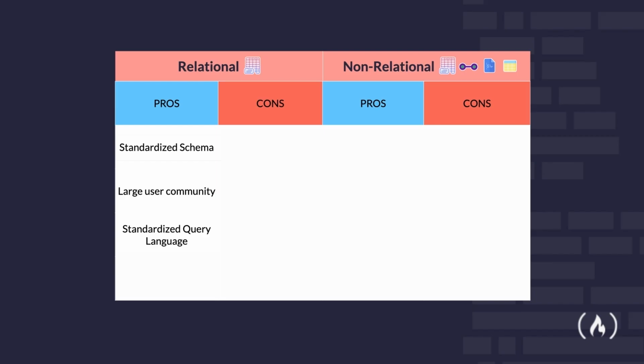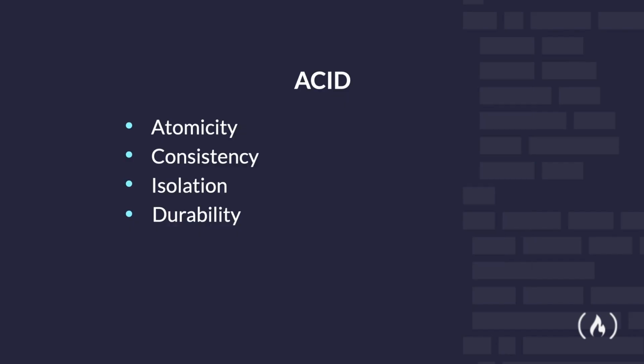Next up we have ACID. The final pro we have for relational databases is that they tend to be ACID compliant, which stands for atomicity, consistency, isolation, and durability. You will see this acronym pop up a lot. This level of compliance keeps tables in sync and guarantees the validity of transactions.